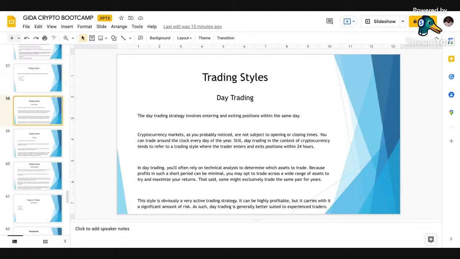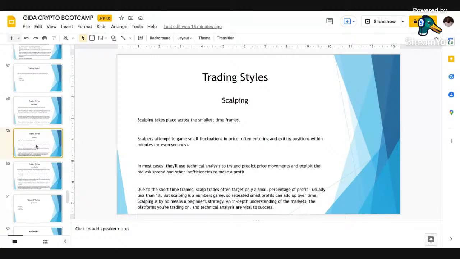Now, day trading involves entering and exiting positions within the same day. That's the simple meaning of what it is. Day trading means you enter and you exit a position within the same day. In day trading, people often rely on technical analysis, that is TA, to determine which assets to trade. Once you buy and sell an asset within the same day, you are a day trader. Have that at the back of your mind. That is what day trading is.